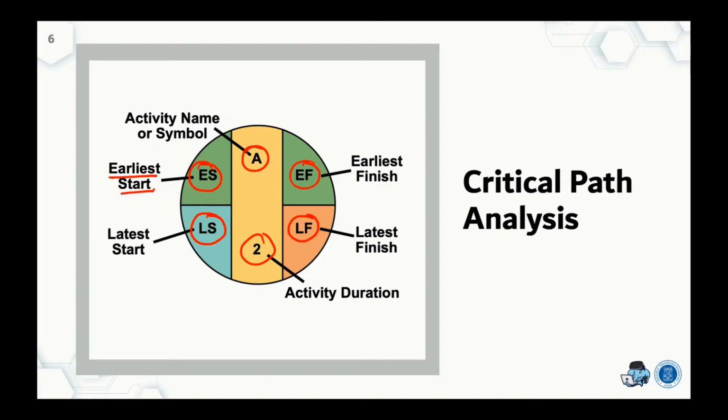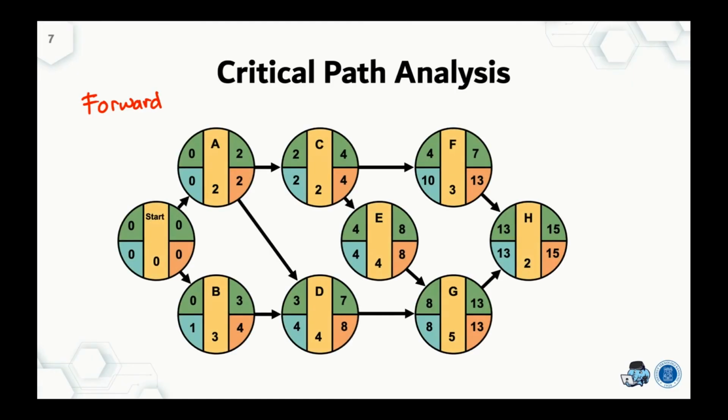so when we return back to here, our definition: this one is earliest start, then this is earliest finish, then this one is latest start, and this one is latest finish. So 0 plus 2 equals 2 in this case. When A finishes at 2, then C should start at 2, and 2 plus 2 equals 4.